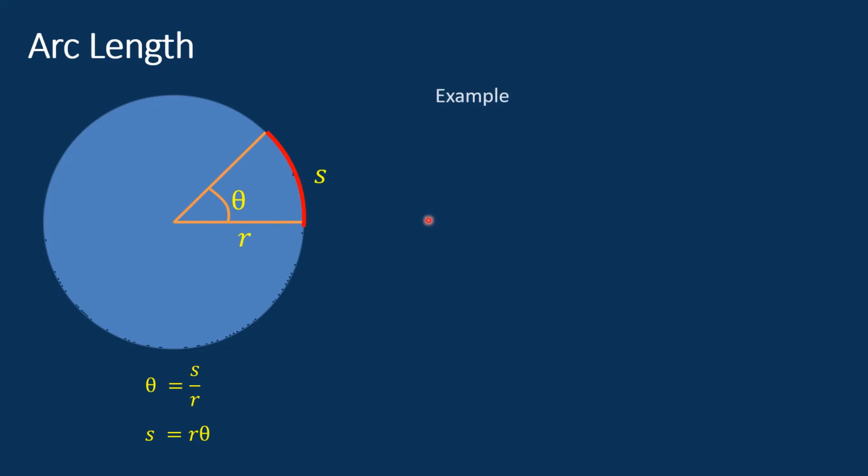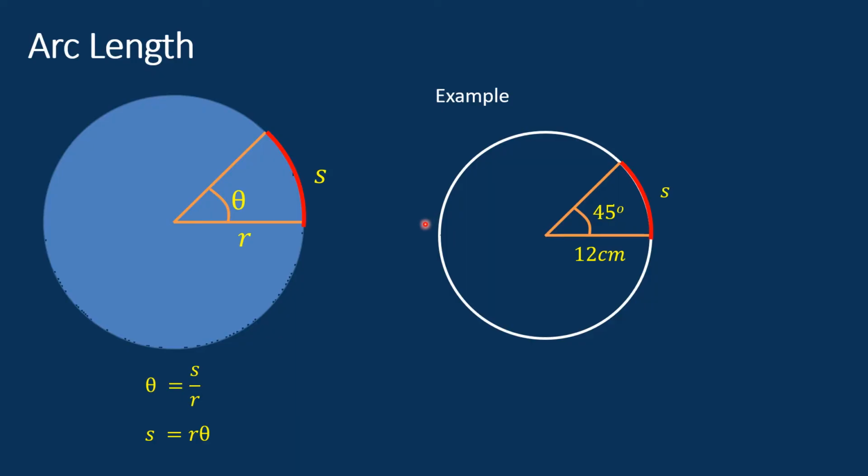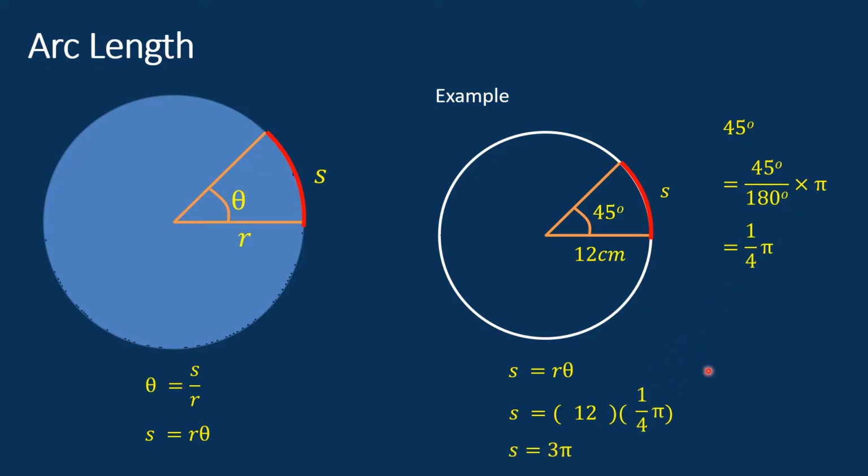Let's say we have a circle with an arc. The arc subtended an angle of 45 degrees at the center of the circle. To calculate the arc length, we use the formula s equal to r theta. In this case, r equal to 12. Remember, to use this formula, the theta must be in radian. Therefore, we need to convert 45 degrees to radian. It is equal to 45 degrees over 180 degrees times pi, which is equal to 1 over 4 pi. Now we can substitute this angle into the formula. We get s equal to 3 pi.